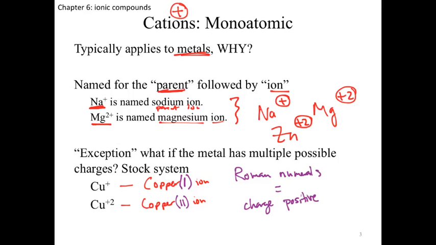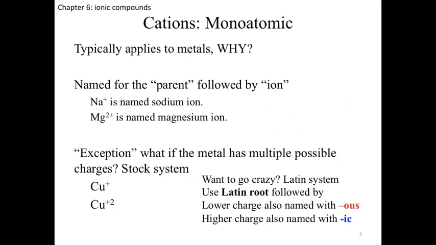There is an alternative method to specifying the charge. I'm not a fan of it. I don't ever remember it, but in case you want to see it, or in case you do accidentally see it somewhere down the road, there's also a Latin system for the charges on metals. That's this little section here. For the lower charge, we change the ending of the name, the suffix, to -ous. For the higher charge, we change the ending of the name to -ic. Some of our names started with a Latin root, so it makes sense to use those. Some of them didn't, so it's a little bit more confusing.